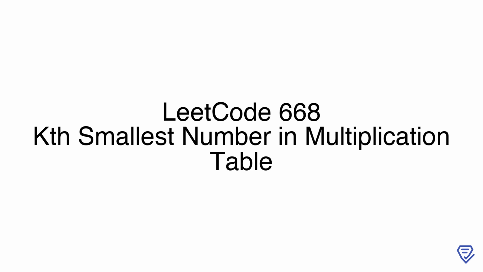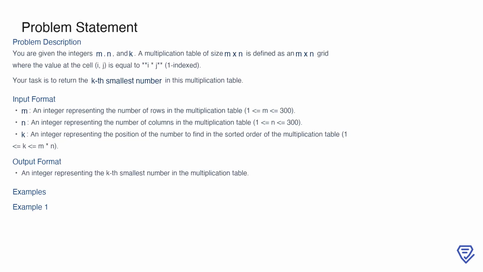Let's dive in. The problem asks us to work with a multiplication table defined by two integers, m and n, representing the number of rows and columns, respectively. In this table, the value at any cell (i, j) is simply the product of its row and column indices, i*j. Our goal is to determine the Kth smallest number in this m×n multiplication table when all the values are sorted in ascending order. The input includes m, n, and k, where m and n can range from 1 to 300, and k is guaranteed to be a valid position within the table, meaning it falls between 1 and m*n. The output for the problem is a single integer, which is the Kth smallest value.